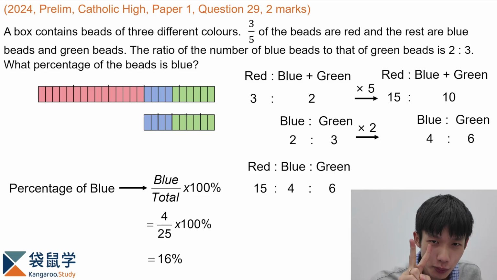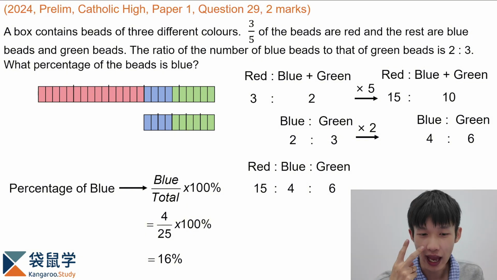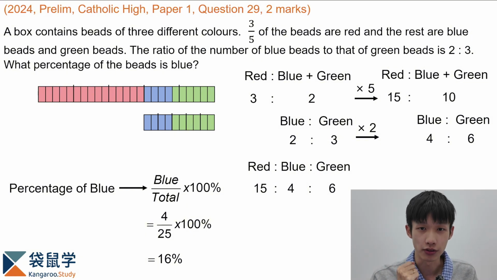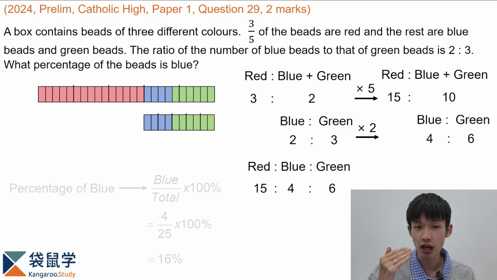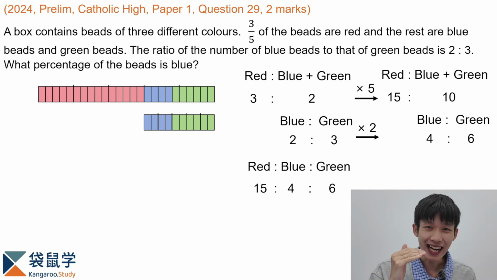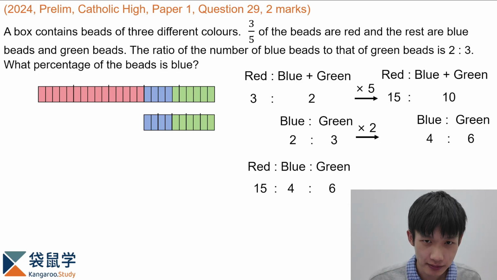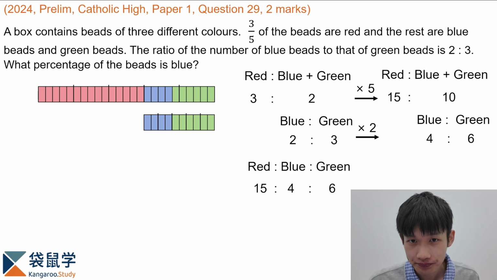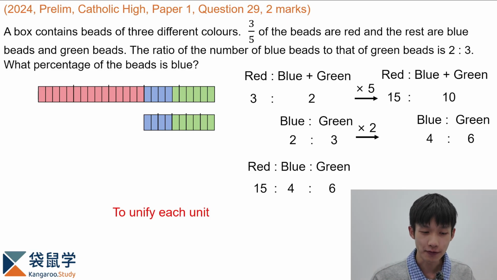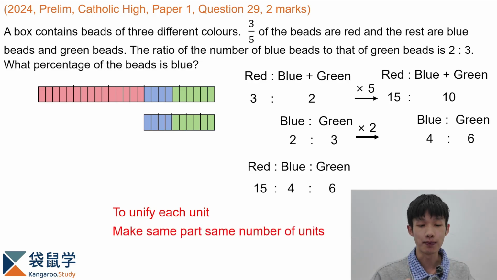Now we have learned two methods of solving it. One is drawing a model and another is directly calculating in terms of units. If we conclude these methods, the main problem over here is, do we have the same unit? And if we do not have the same unit, how to make it the same? To unify each unit, we should make the common part, which is blue and green, the same units. Make the same part the same number of units.